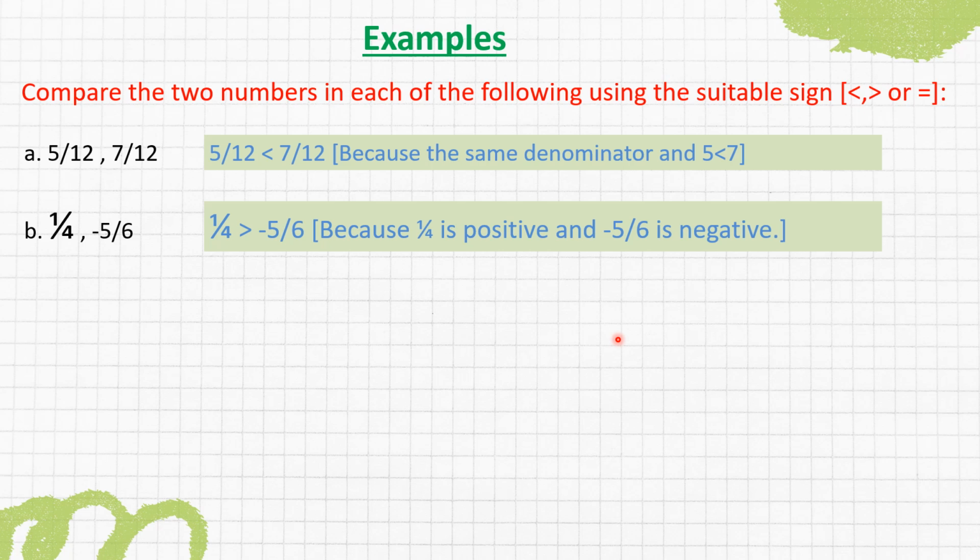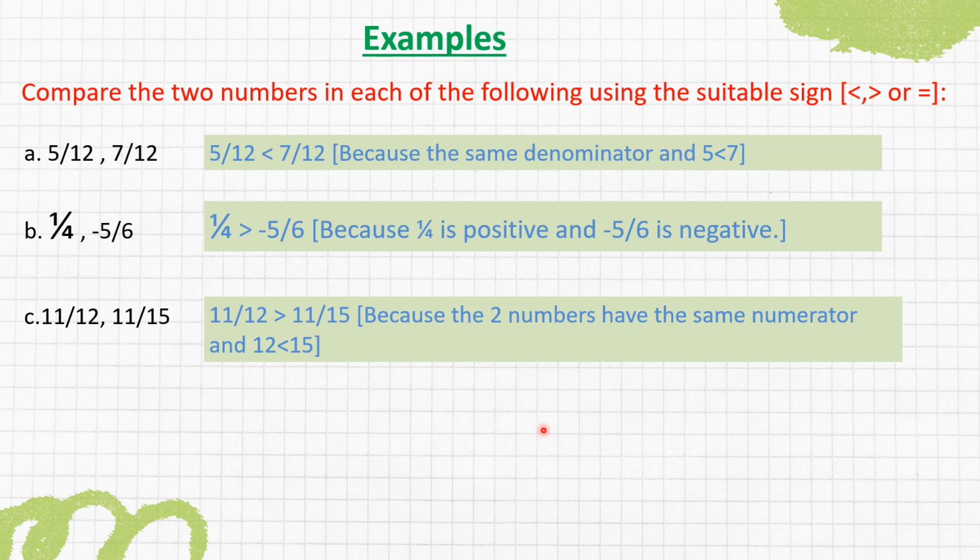Okay, next. 11 over 12 and 11 over 15, which is greater? First of all, we will look at the denominator. They are different. The numerator is the same. So the bigger denominator gives the smaller fraction. So 11 over 12 is greater than 11 over 15.